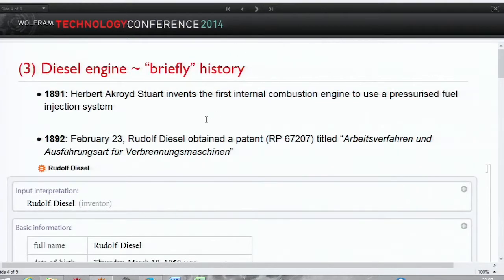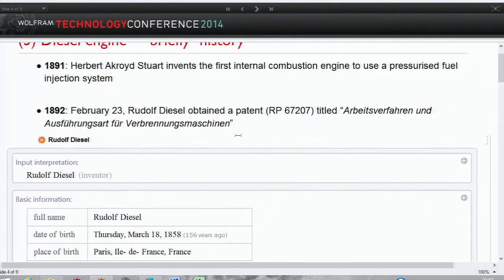And another part of the theoretical background is history. There are some important dates of the diesel engine. So in 1891, Herbert Akroyd Stuart invented the first internal combustion engine of this kind. And later, in 1892, Rudolf Diesel was given a patent.